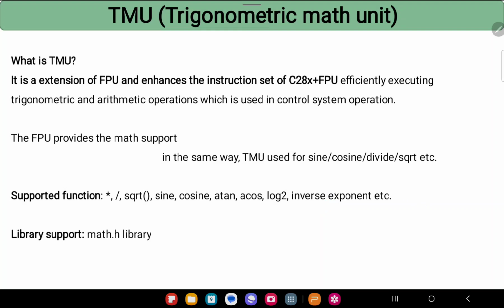And how can we use it? At the end, the thought that comes to our mind is: everything is available, but how can we use it? The simple thing is that there is a library, the math.h library, which supports all the mathematical operations used for the C2000 microprocessor.